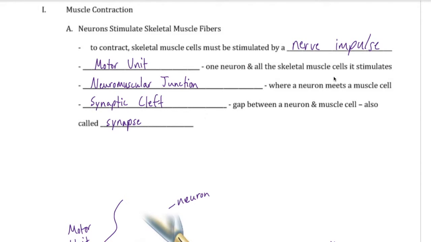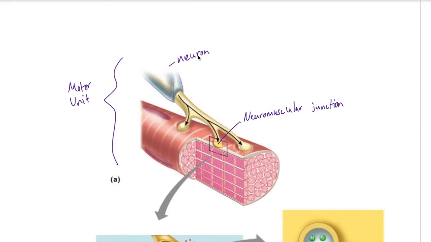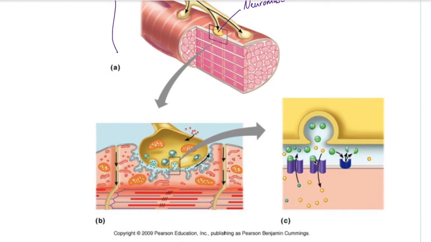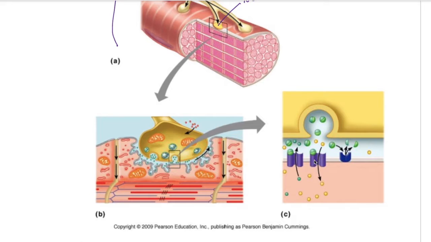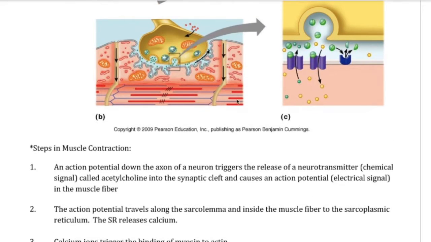Neuromuscular junction is where neurons meet a muscle cell, as we see here. Then we have the synaptic cleft, a gap between a neuron and a muscle cell, also called a synapse, which we'll look at with neurons here in a second. So this would be our synaptic cleft, right there, or what we call a synapse. And I would label synapse right here, or right here, either one.